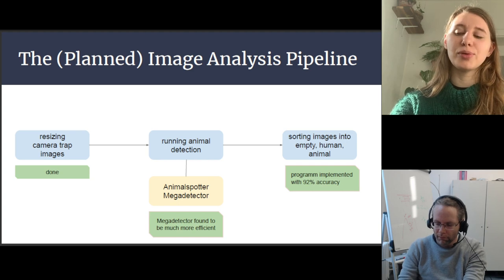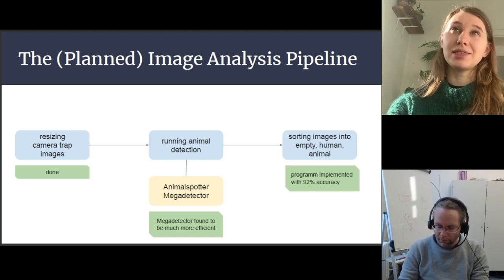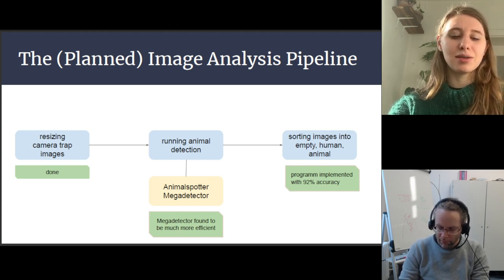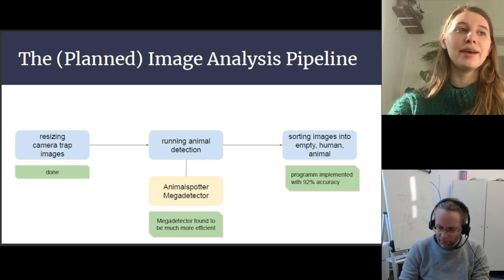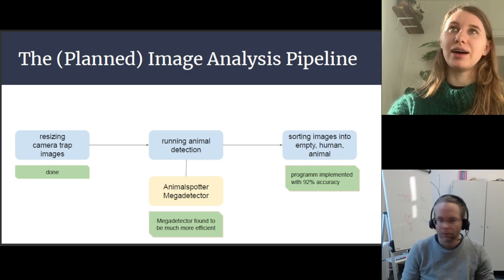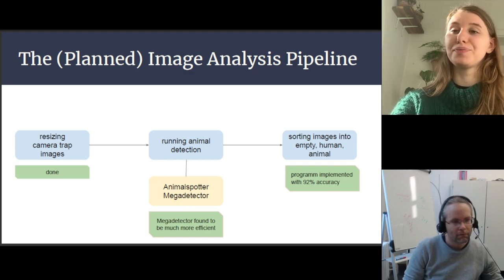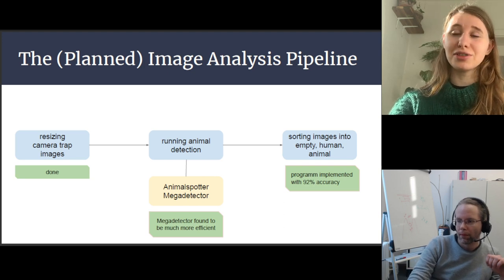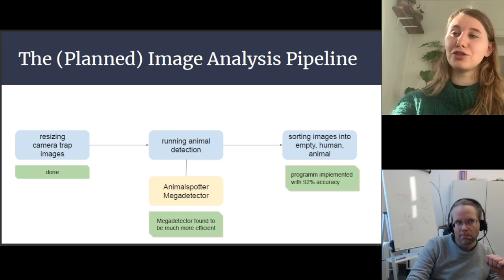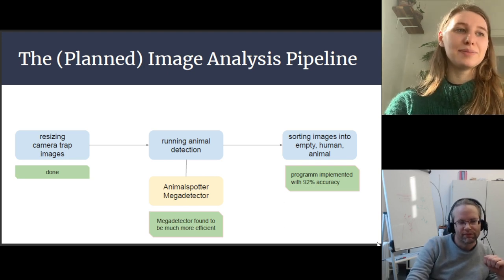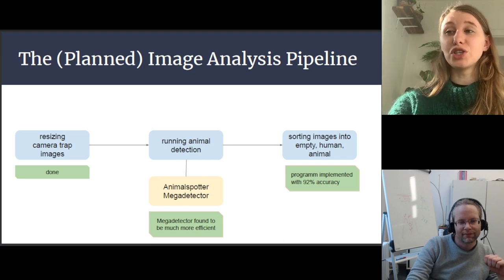Animal Spotter is a statistical program that runs with Markov chain models, if you've ever heard of it. And Megadetector is a machine learning model, so a neural network. So Markov chain is also machine learning, but Megadetector is a neural network. And I wanted to see which one is better.